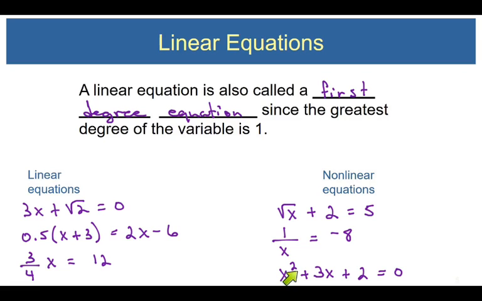And how about x squared plus 3x plus 2 equals 0? Again, not linear because we don't have just x to the first power, we have an x squared.